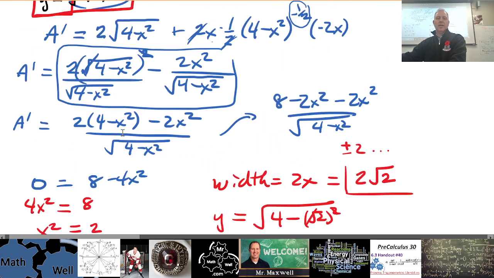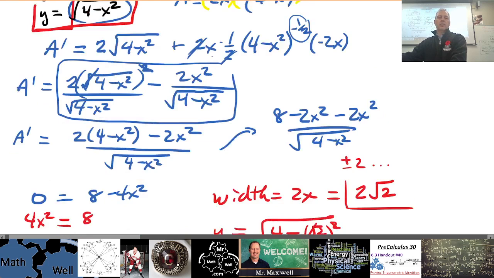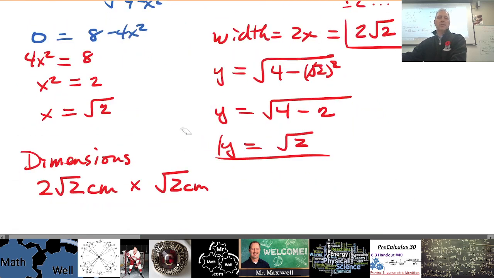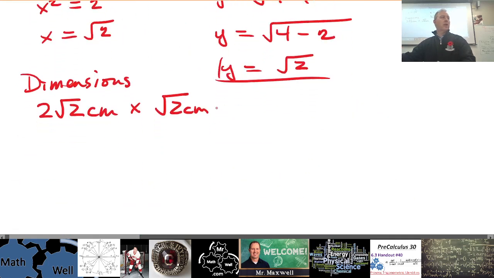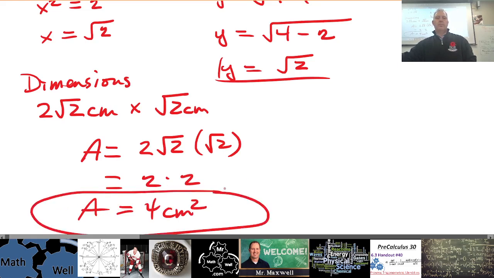And if the question asks for the area as well, it says find the largest area, so the dimensions are not really part of the answer. The actual question says what's the area. So area is 2 root 2 times root 2, or 2 times 2. So the area is 4 centimeters squared. Length times width.